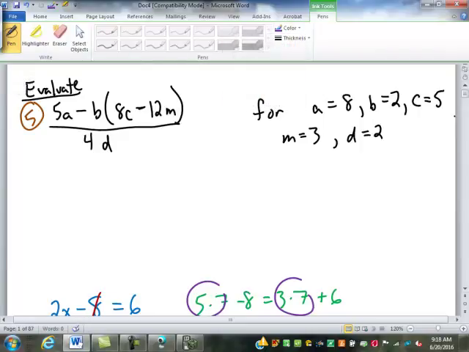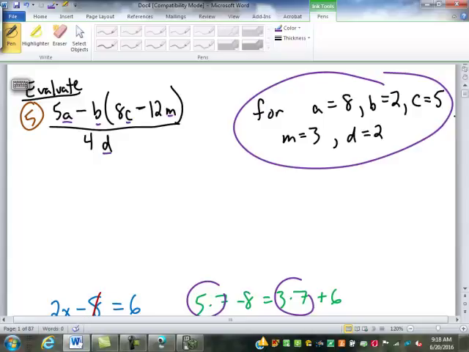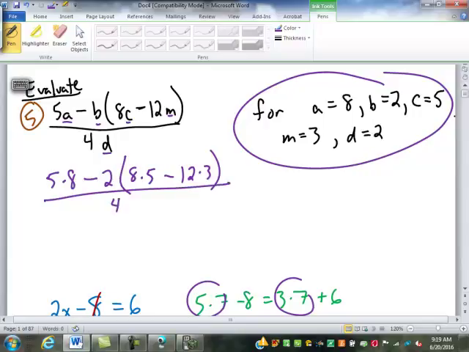So the first thing we have to do is we have to replace the letters with the numbers that are given for them. So 5a is going to actually become 5 times 8. Very good. Minus 2 times the parentheses. 8c is going to become 8 times 5 minus 12 times 3. 12m becomes 12 times 3. Over 4d becomes 4 times 2.